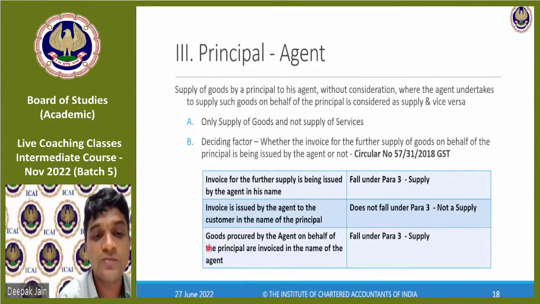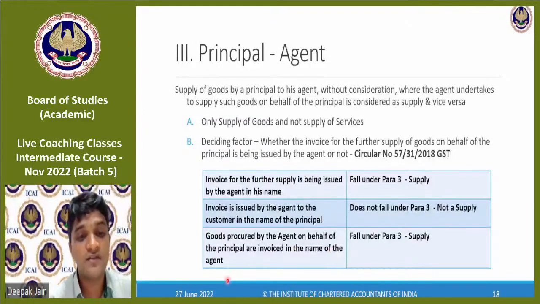Take the other instance, goods procured by the agent on behalf of the principal are invoiced in the name of the agent. Okay, if it is invoiced in the name of agent, then again it gets covered under supply. Clear?